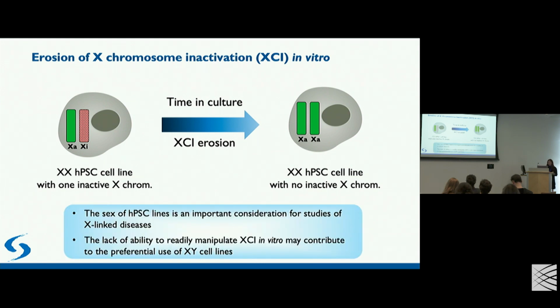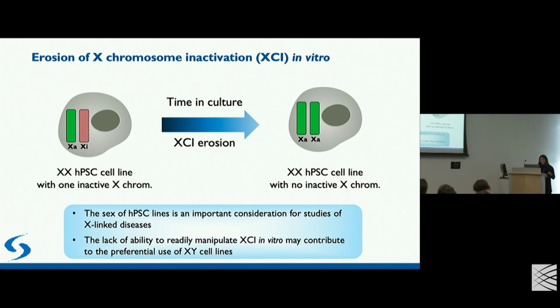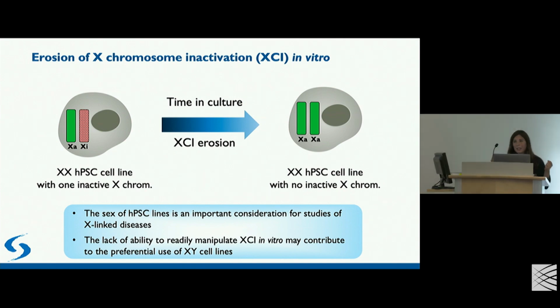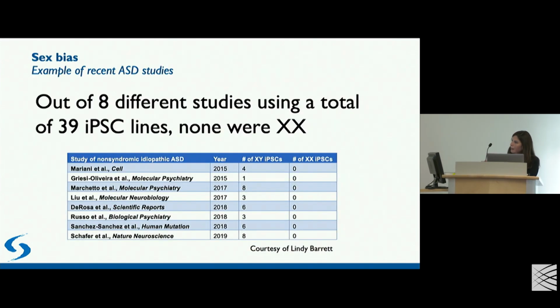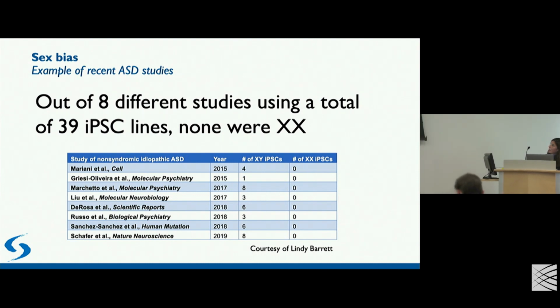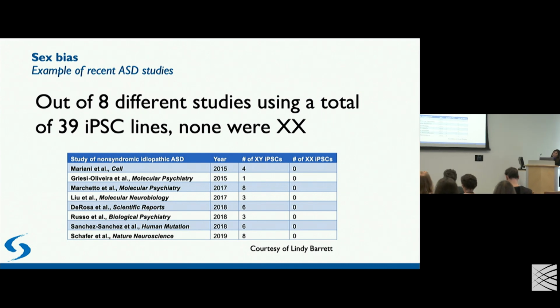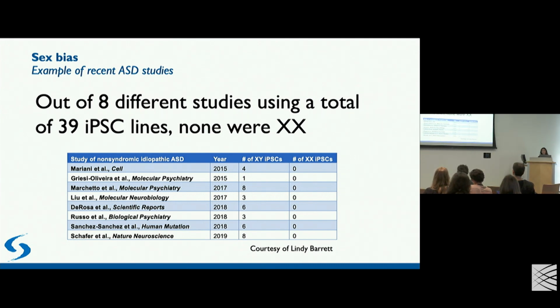Obviously, for this reason, the sex of the human pluripotent stem cell line is an important consideration in studies of X-linked neurodevelopmental diseases. And the lack of ability to readily monitor or manipulate X chromosome inactivation in vitro may contribute to the preferential use of male lines. For example, out of 8 different studies using a total of 39 induced pluripotent stem cell lines to model autism spectrum disorders recently, none of them were female, they were all male. And while there's a strong scientific reason for doing so, it is important to keep in mind that a failure to study female lines may limit our ability to understand how sex differences intersect with disease liability. There's therefore a need to develop novel methods to monitor and manipulate X chromosome inactivation in vitro.